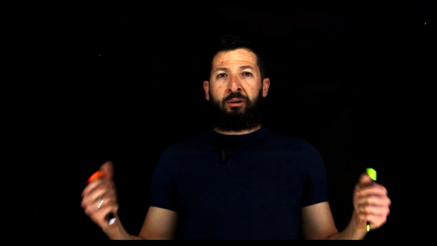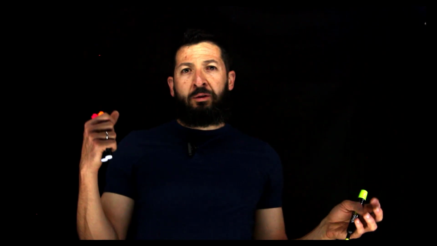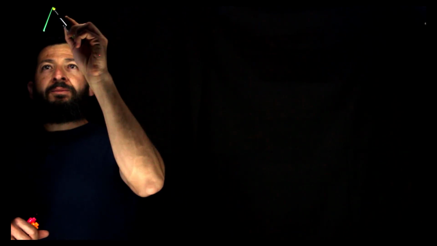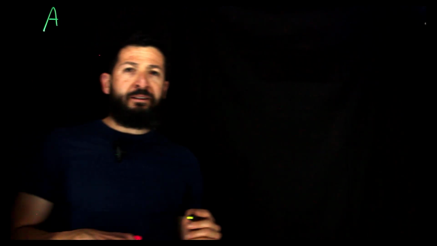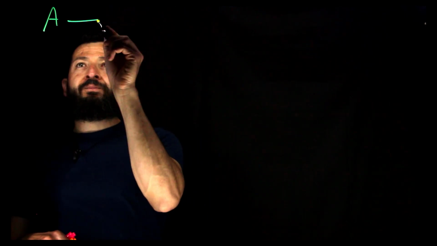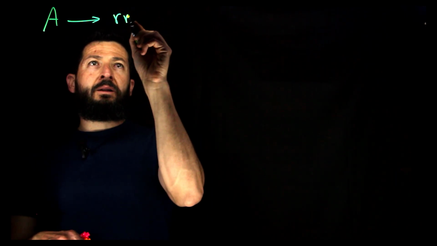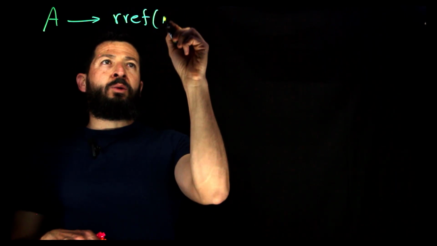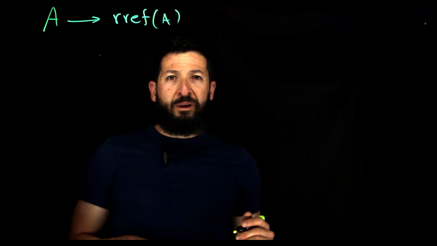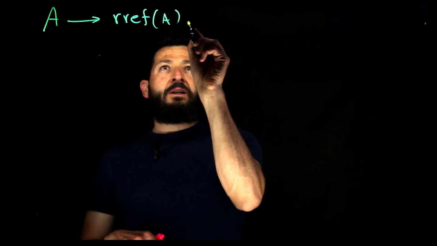All right, so today we're going to talk about how to go from the reduced echelon form of a matrix to the null space of the matrix. So let's say that you have a matrix A and it has a reduced echelon form. And now you want to find the null space of that matrix.